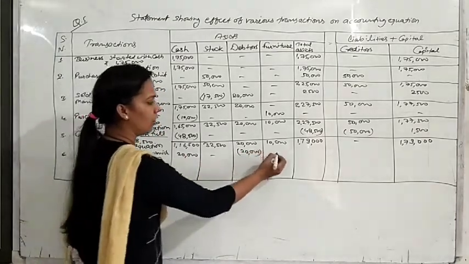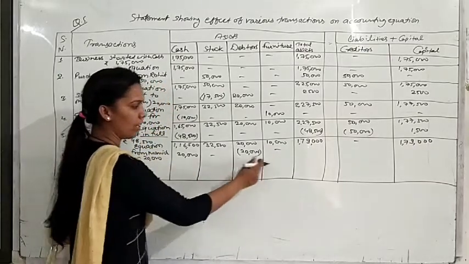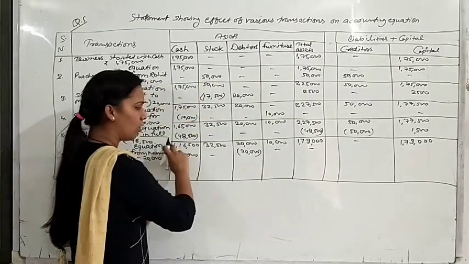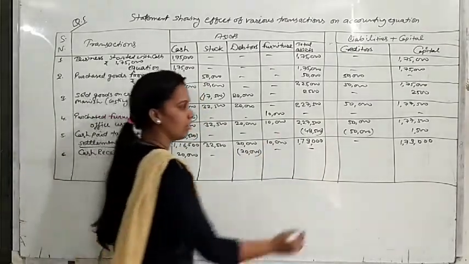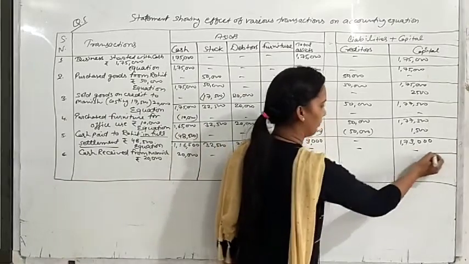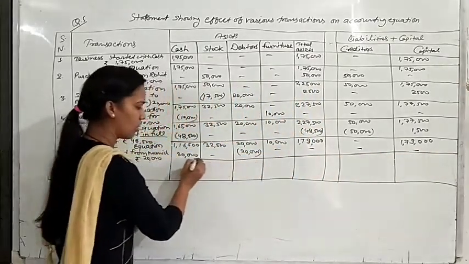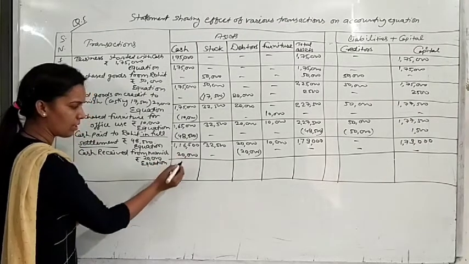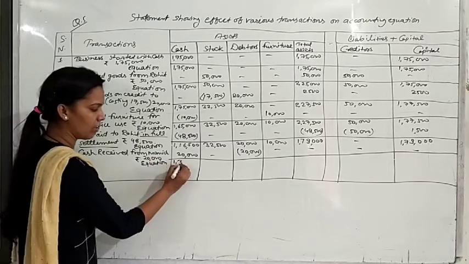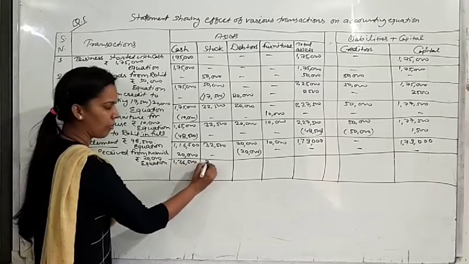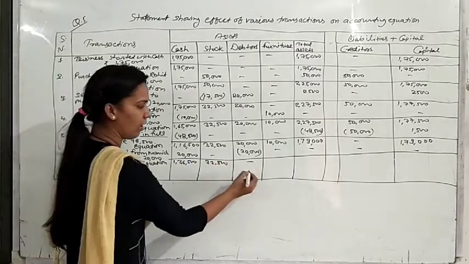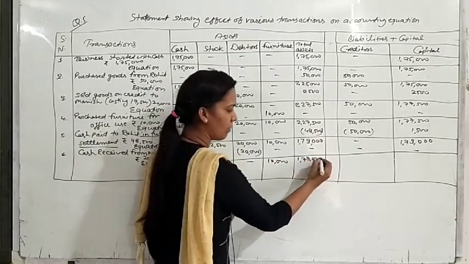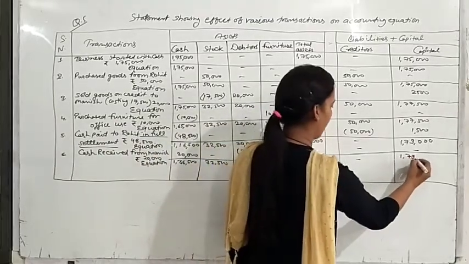No effect on stock, no effect on furniture. 20 in plus, 20 in minus, so no effect on total assets, because I told you that total assets is the total of all these columns. No effect on creditors and capital. Again, equation after this transaction. 1,16,500 plus 20,000, it is 1,36,500. 32,500, nil, 10,000, 1,79,000, and here also 1,79,000.